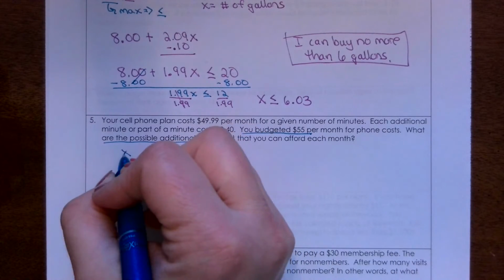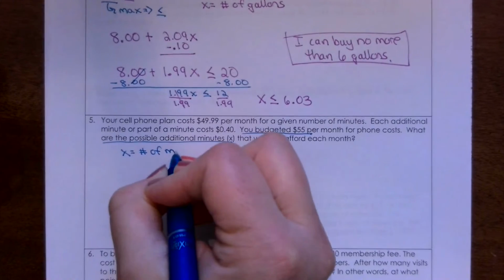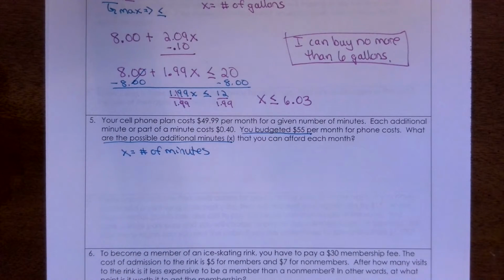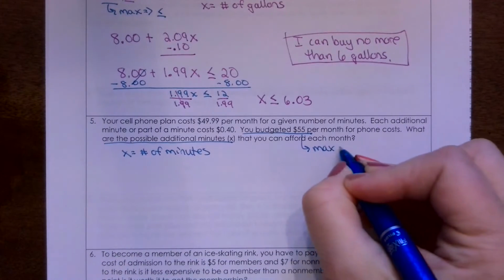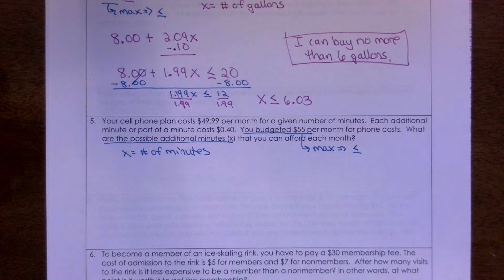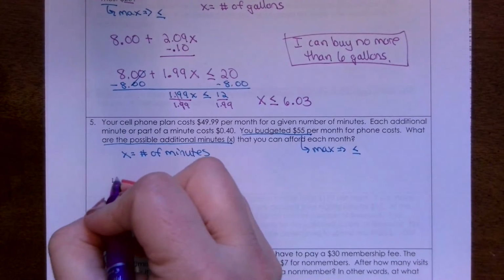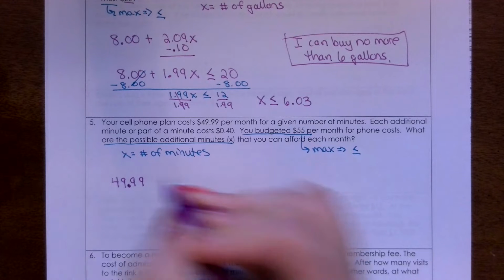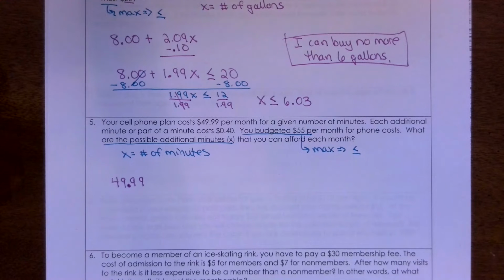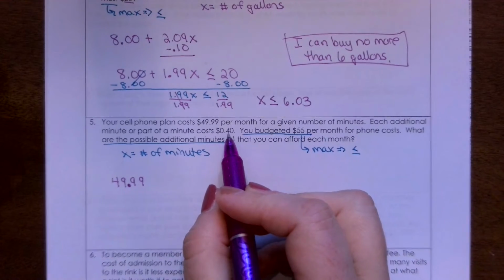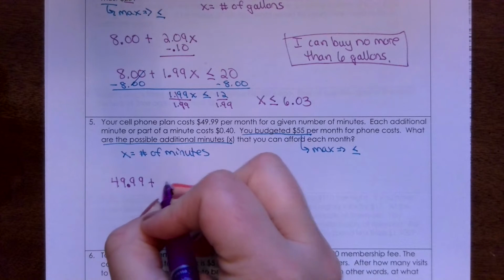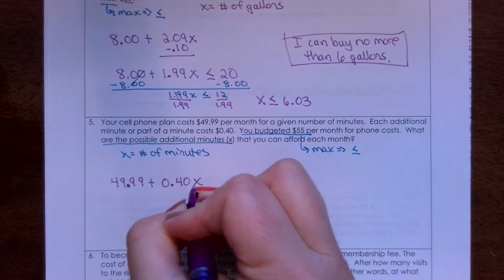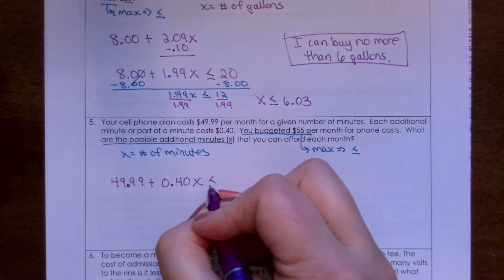Oh, and this is telling me it's x. So x equals the number of minutes that I can use to spend no more than $55. This is a maximum, so I need to look at less than or equal to. So let's say I pay $49.99 per month because I have to. That's exactly what I have to pay. And I'm going to spend 40 cents every time if I go over. Let's say I have 250 minutes. If I use 251 minutes, I'll have to pay 40 cents. So every time I use an extra minute, I have to pay 40 cents. And I want it to be less than or equal to $55.